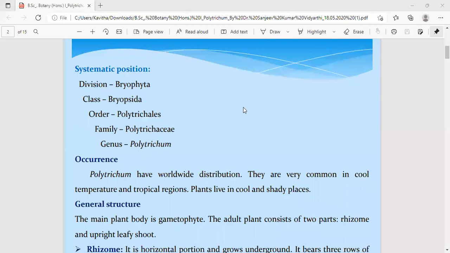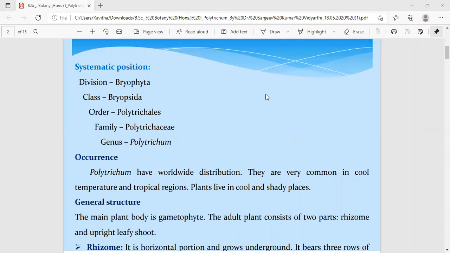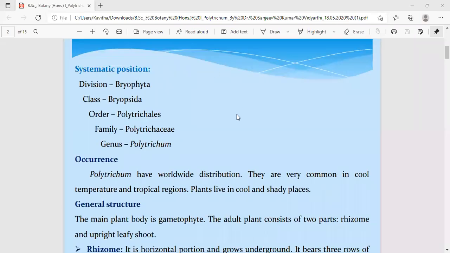So today we are going to start with Polytrichum, another type study in Bryophytes. So I'll start sharing my screen. Can you see the slide here? Yes, ma'am. Right. So we'll go with the type study of the classification of the genus Polytrichum.